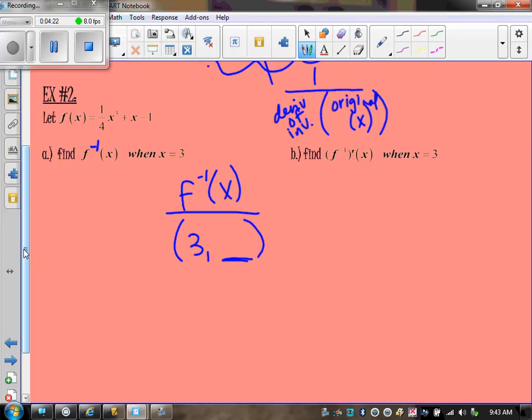Okay? But it doesn't really give us much. It only gives us information about regular f. So what do you know about f and its inverse?